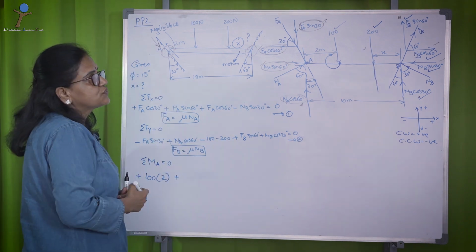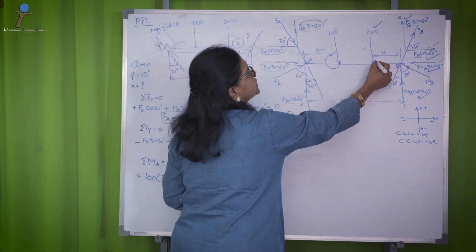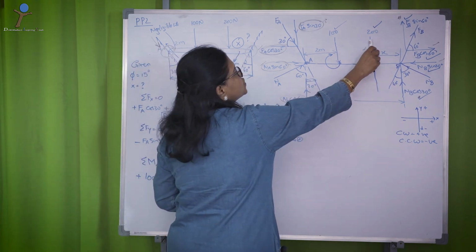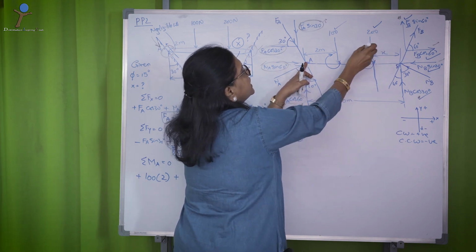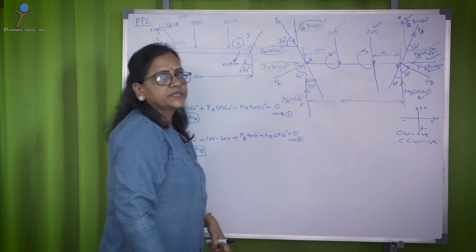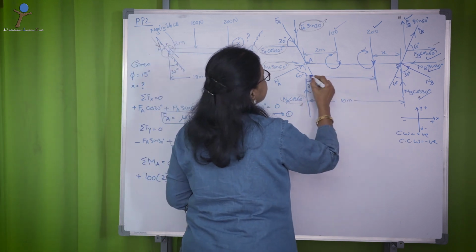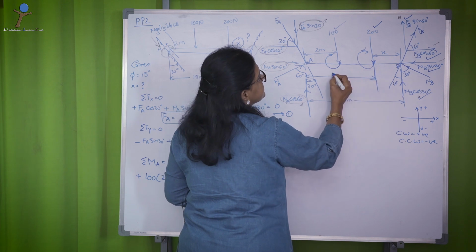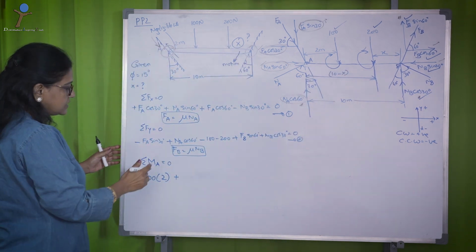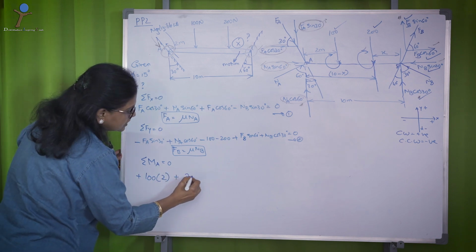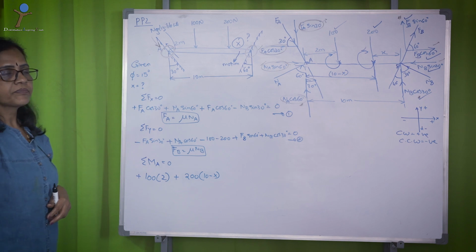So, the next force that contributes to the movement is 200, which is in the vertically downward direction. Taking moment about A, 200 rotates in the clockwise direction. And the distance from the moment center is 10 minus x. So, the moment value is force 200 into (10 minus x).